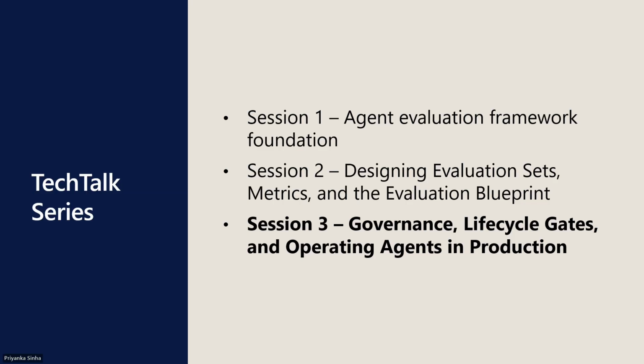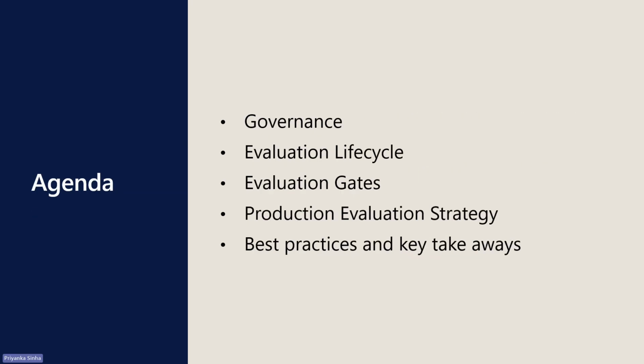So let's get started. What we are going to cover today: first we will start with governance, why it matters specifically for AI agents. Then we'll move into the evaluation lifecycle. Next, we will look at the evaluation gates, and after that, we will dive into production evaluation strategy. Finally, we will wrap up with best practices and key takeaways. So let's jump in with governance.